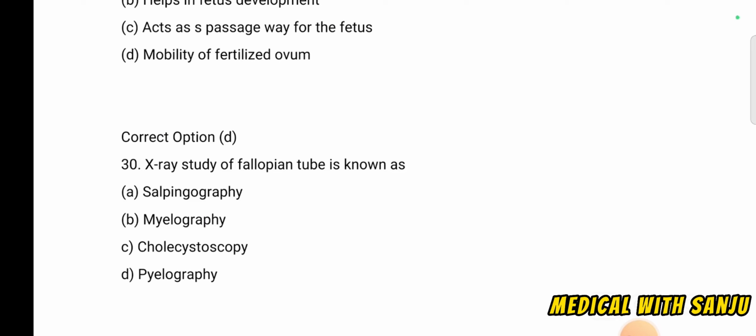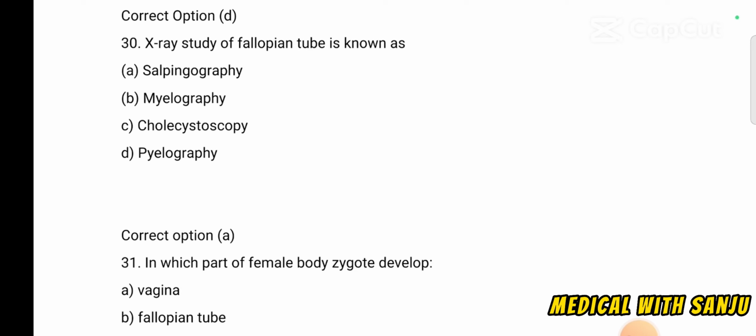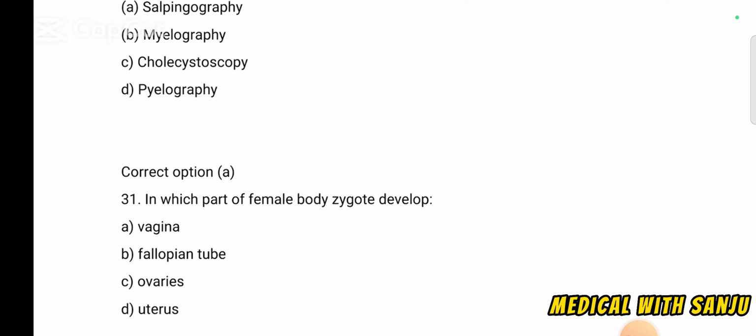Question number 30. X-ray study of fallopian tube is known as. Option A, salpingography. Option B, myelography. Option C, cholecystoscopy. Option D, pyelography. X-ray study of fallopian tube is known as salpingography. Option A is right answer. It is used in testing patency of the tubes in investigating infertility.